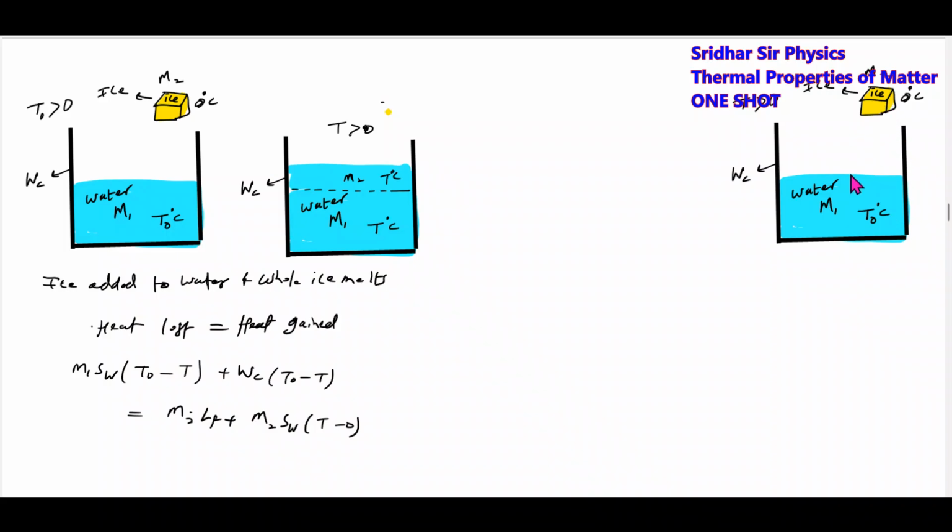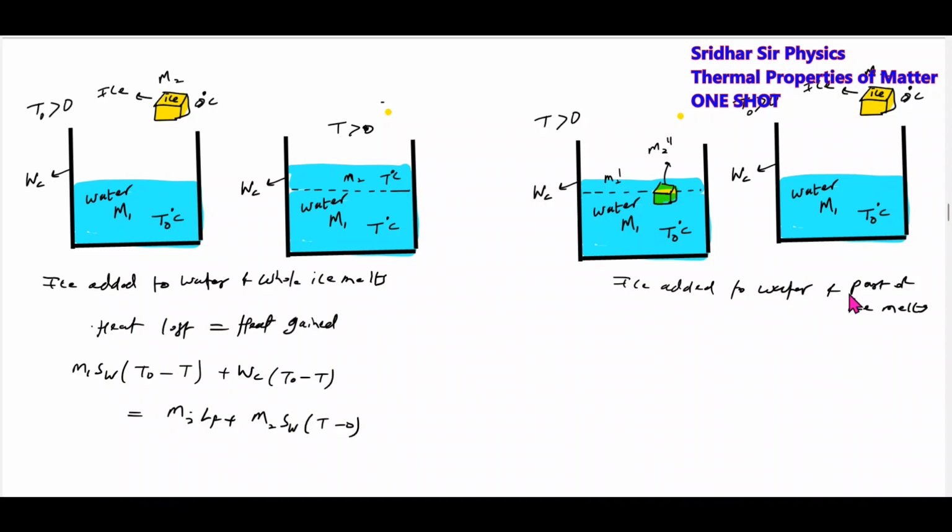Similarly, an ice block is added, and now the whole ice will not melt. So we'll write the condition: ice added to water and part of the ice will melt. What are the conditions for this? If we added the ice block and only a part of it melts, the final temperature should become 0. Why should it be 0? Because ice at 5 degrees or 6 degrees is not possible. So if some ice is left over, the final temperature should be 0 degrees Celsius.